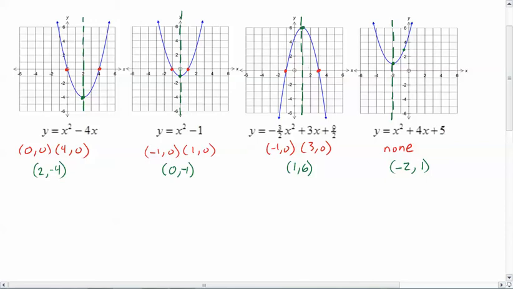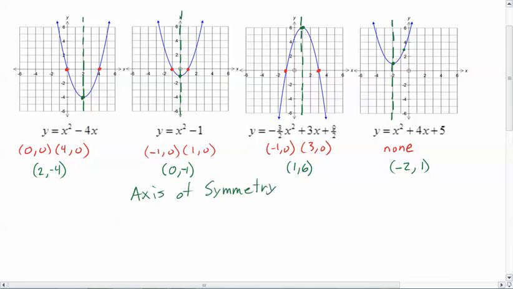All right, so I hope that that's something that's kind of interesting. Most of you have probably noticed that already. Now again, this line that we've drawn is called the axis of symmetry.